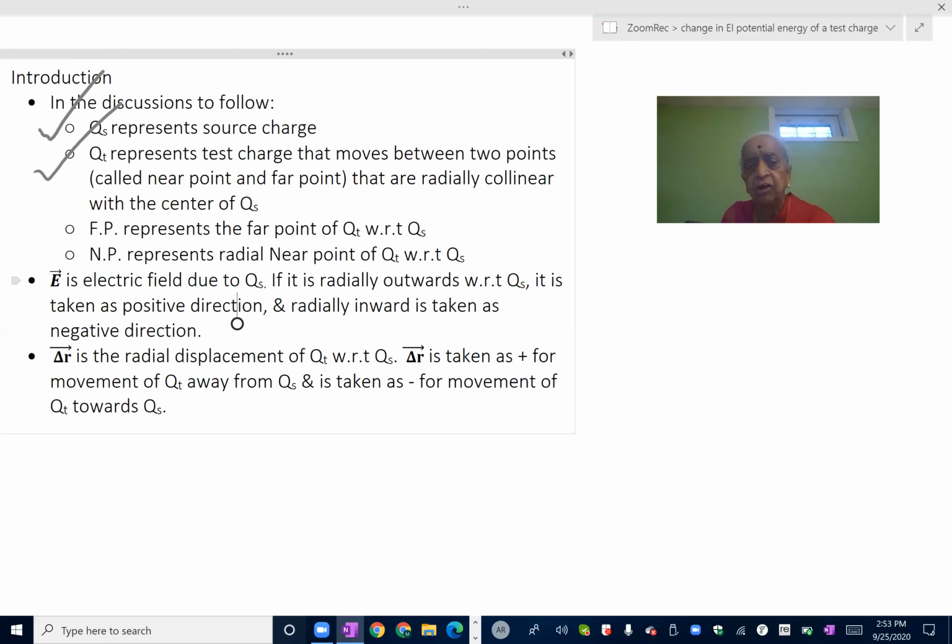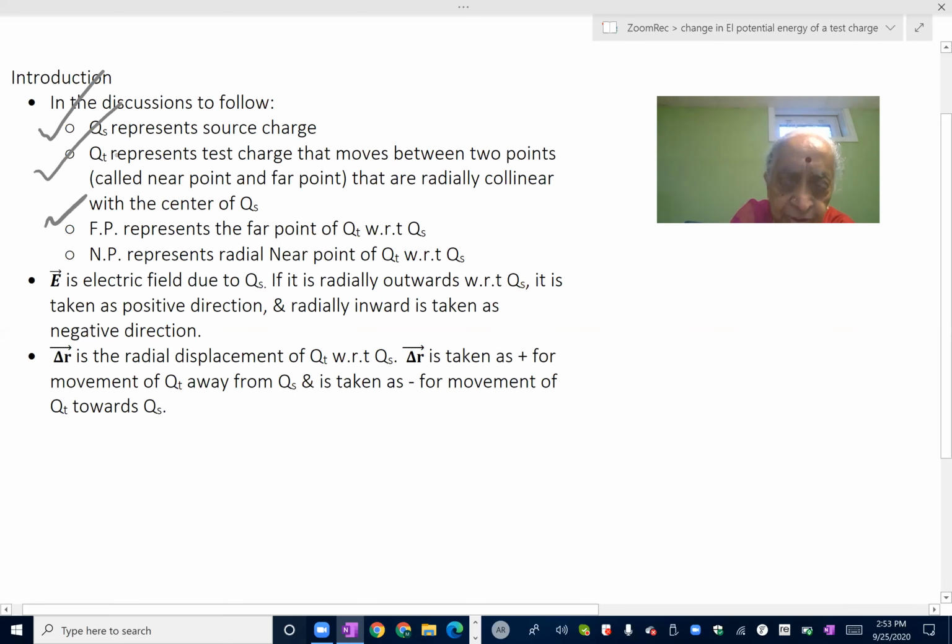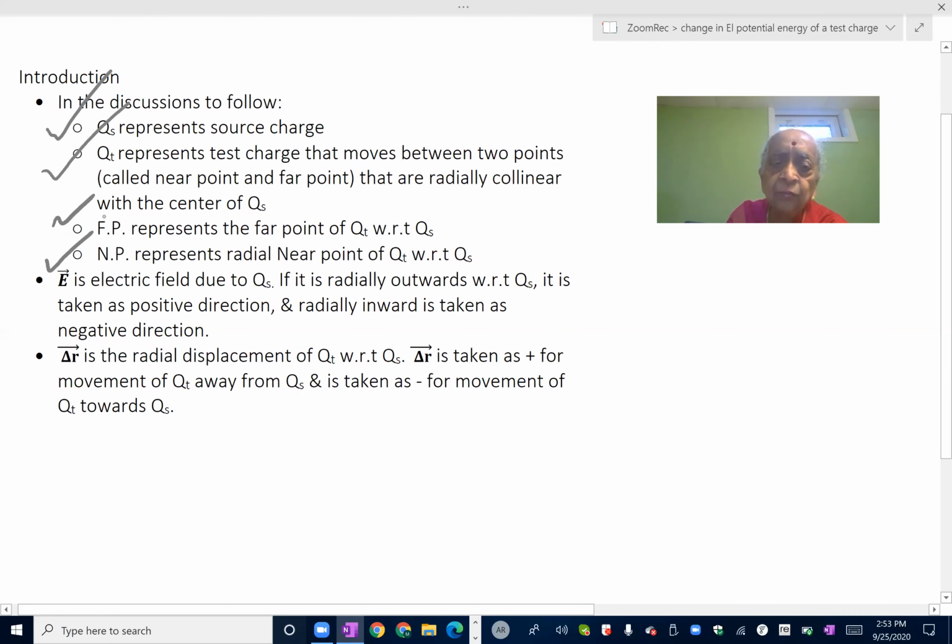Then there are two points. It is a geographical location. If a source charge is given, with respect to that source charge, one point may be closer to the center of the source charge. That is called the near point, and the one that is relatively far away from the source charge is called the far point. E is the electric field due to QS.